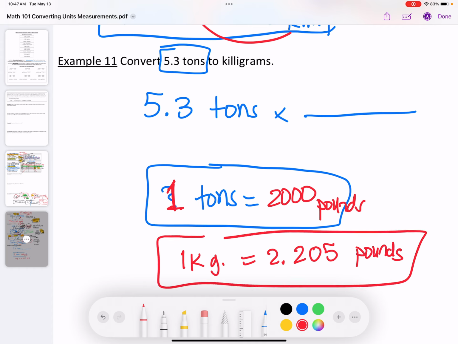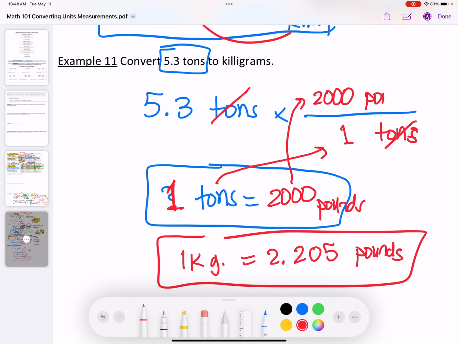First, though, even if you know you need to use more than one conversion, I definitely want to make sure I get rid of the unit I'm starting with, tons. So which one of these had tons? I want to put that in the denominator. 1 ton, and then there were 2,000 pounds. I'm going to put that in the numerator.